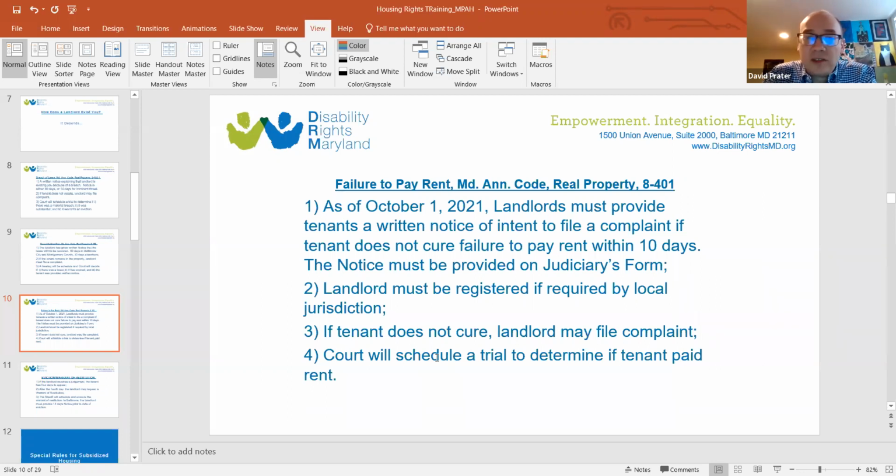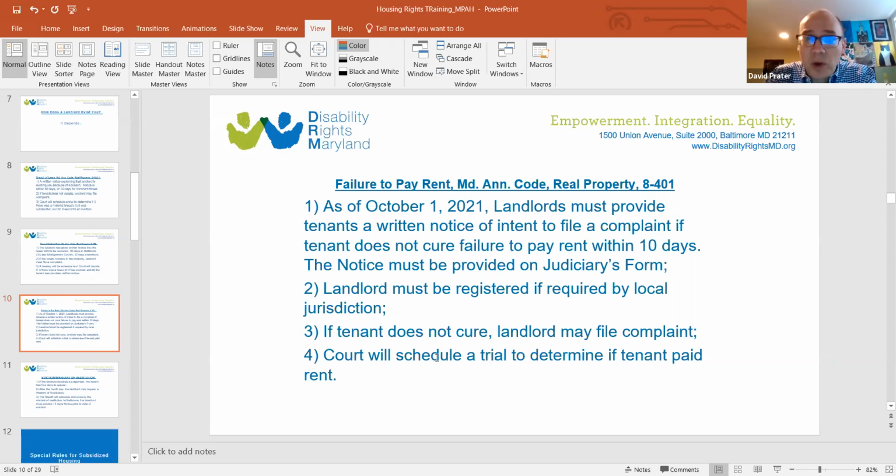So if the tenant does not cure that rent within 10 days, then the landlord may file a failure to pay rent complaint. And then the court will schedule a trial to determine if the tenant did or did not pay the rent. Now that sounds pretty straightforward, right? It's pretty simple. Did you pay the rent? Did you not pay the rent?